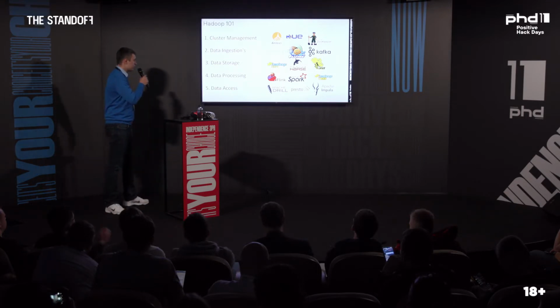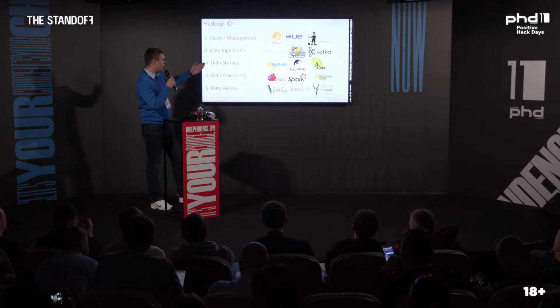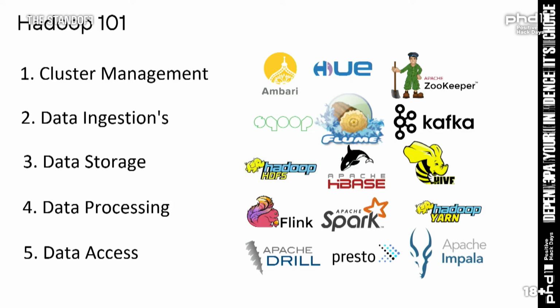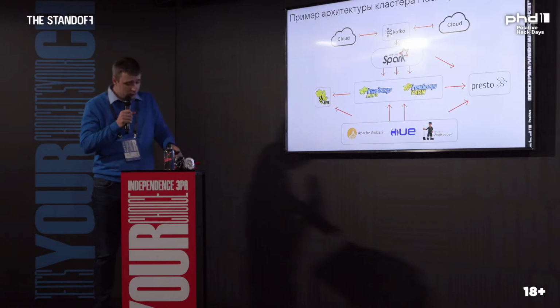Then storage: Hadoop Distributed File System, Apache HBase and Hive, the data storage layers, as we can define them. Data processing covers the tools responsible for data processing, actually data analysis, and level 5 is data access. That's where we can see some of the tools. There's a big number of them, and we're going to cover them during the course of the presentation today.